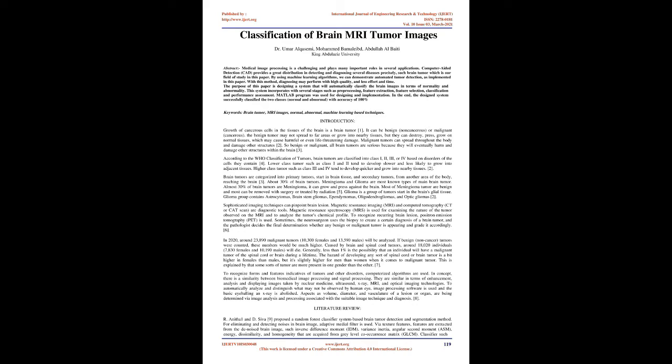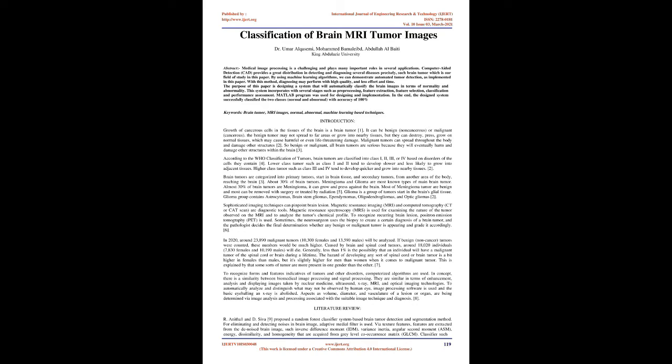So benign or malignant, all brain tumors are serious because they will eventually harm and damage other structures within the brain. According to the WHO classification of tumors, brain tumors are classified into class I, II, III, or IV based on disorders of the cells they contain. Lower class tumors such as class I and II tend to develop slower and are less likely to grow into adjacent tissues. Higher class tumors such as class III and IV tend to develop quicker and grow into nearby tissues. Brain tumors are categorized into primary tumors, which start in brain tissue, and secondary tumors, which come from another area of the body, reaching the brain.